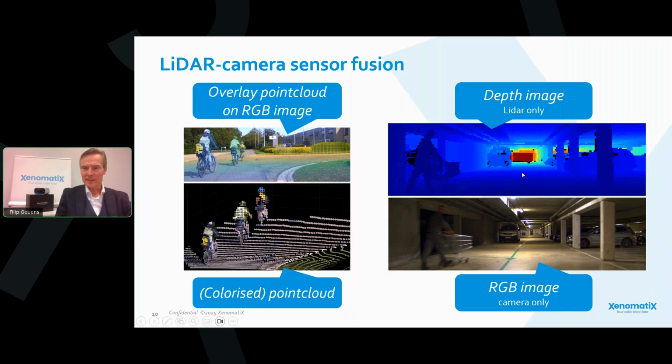Another way of presenting the data is what we call the depth image. It's a two-dimensional way of representing three-dimensional data. So we project the point cloud onto a flat image, and we use color to indicate distance. So in this garage, you can easily distinguish the different objects at different distances.